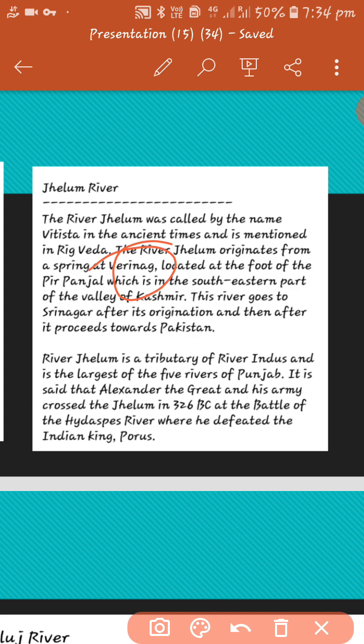It is said that Alexander the Great and his army crossed the Jhelum in 326 BC at the Battle of Hydaspes river, where he defeated the Indian king Porus.